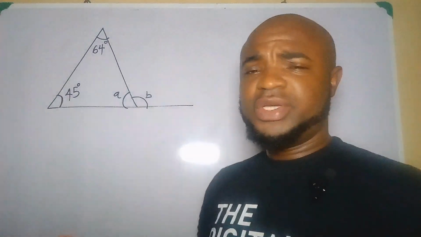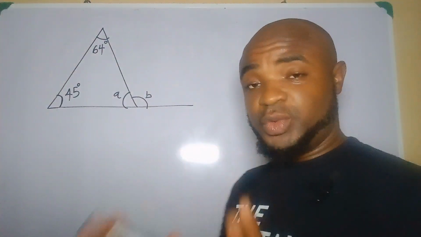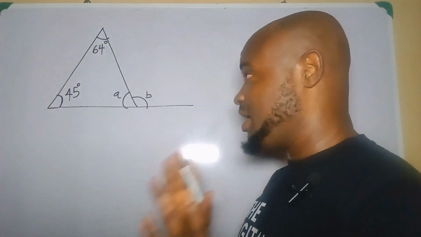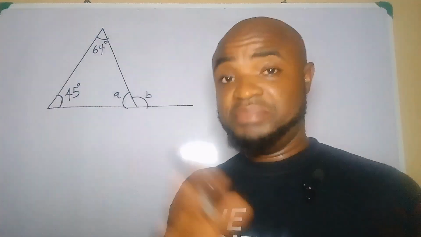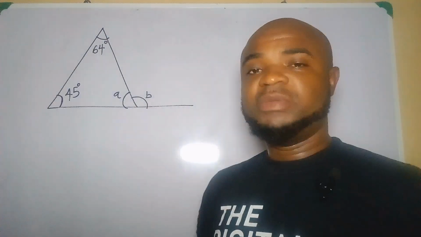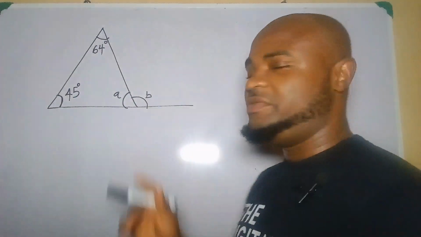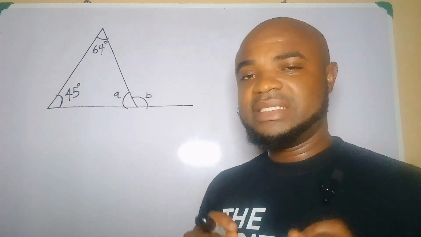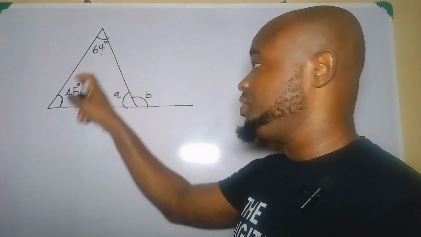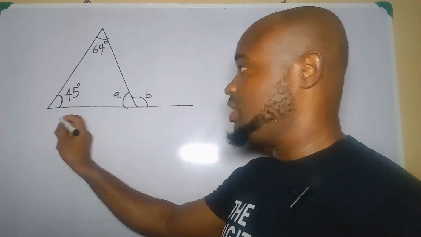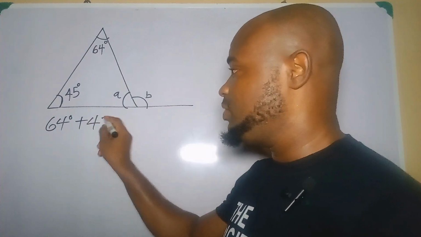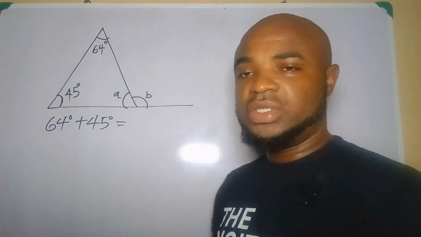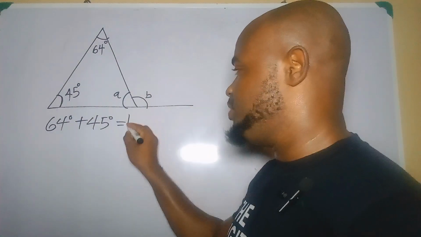Now, there are different ways you can solve this question. There are different ways you can find the missing angles. You can decide to find A before B, and you can also decide to find B before A. But I'm going to be finding the exterior angle, that is B, first, using the theorem that states that the sum of two interior opposite angles, that is 64 degrees plus 45 degrees, equals what? An exterior angle, which is the B.